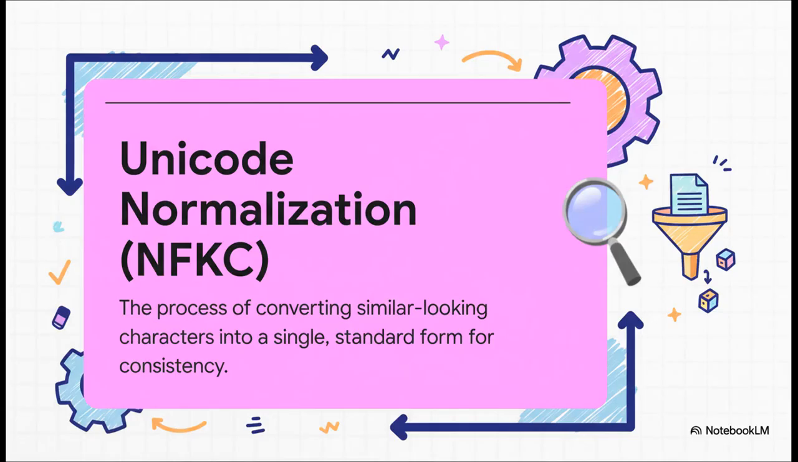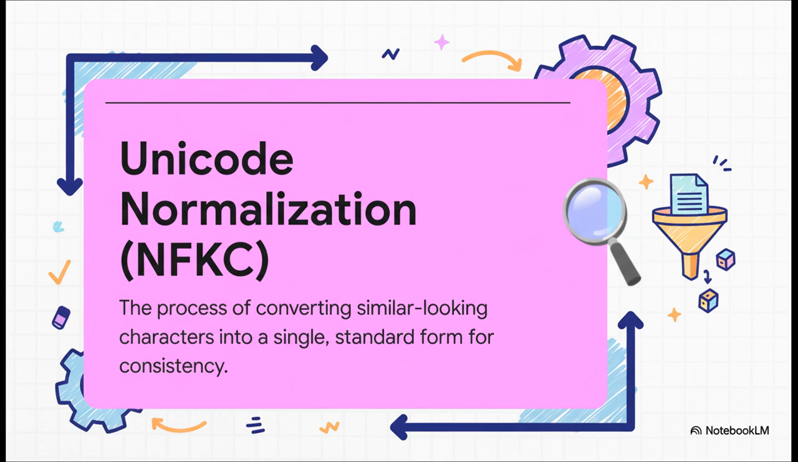And this whole idea actually leads to a more, let's say, official process called Unicode normalization. Specifically, we often use a form called NFKC. All it does, really, is take all those characters that look similar to us, like all the different kinds of dashes or quotation marks, and it smushes them down into one single standard version.